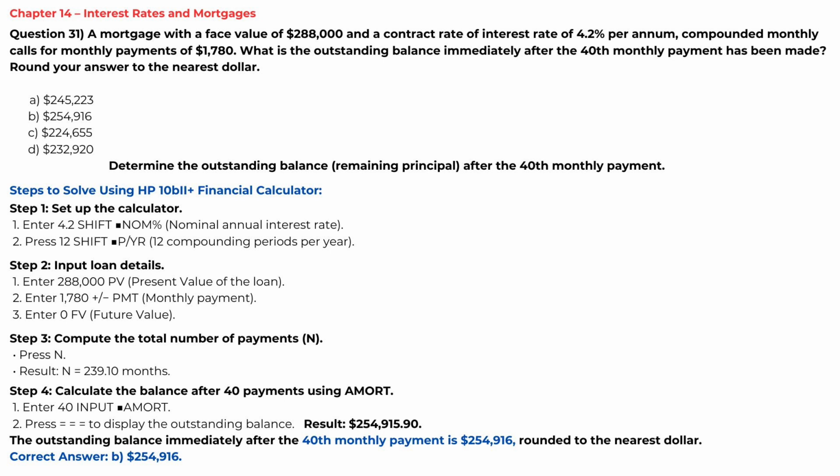Step 1. Set up the calculator. 4.2, Shift NOM, nominal annual interest rate. Press 12, Shift PYR, 12 compounding periods per year. Step 2. Input loan details. Enter $288,000 PV, present value of the loan. Enter 1780, plus/minus sign, and press PMT, monthly payment. Enter 0 FV, future value. Step 3. Compute the total number of payments. Press N. Calculator displays 239.10 months.